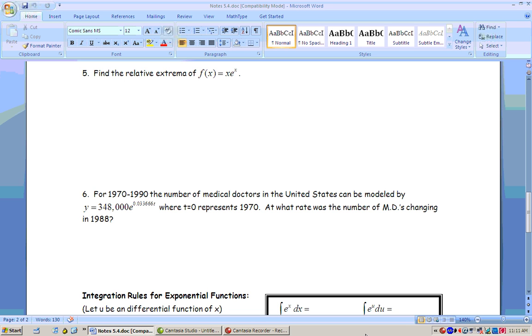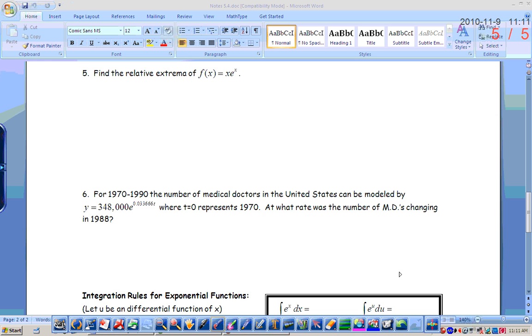Okay, find the relative extrema of x e to the x. Okay, we do have to use the product rule. And to find the relative extrema, I need the critical points, which are where the derivative equals 0 or is undefined, right? Okay, so first off, to find f prime, we use the product rule. The derivative of the first times the second would just be e to the x plus the first times the derivative of the second. What's the derivative of e to the x? E to the x.